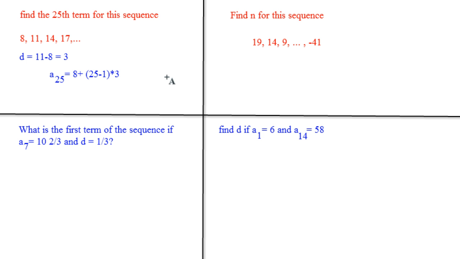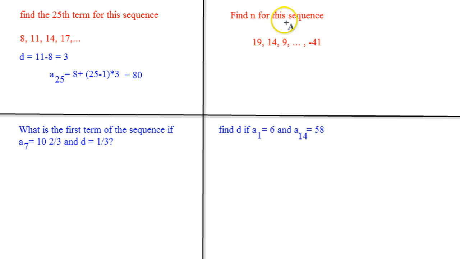Alright, so 8 plus 24 times 3 is 80. Okay, so the 25th term in this sequence will actually be 80. And voila! You found the 25th term with just giving a list in the numbers of the sequence.